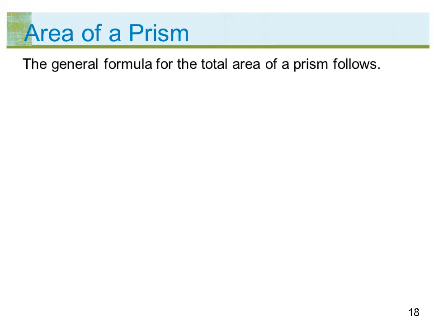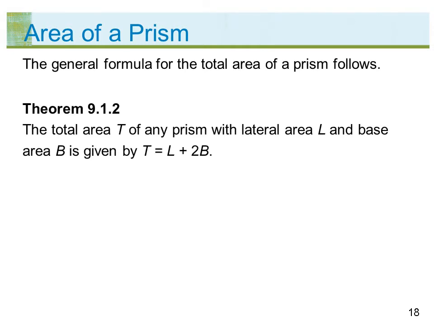The general formula for the total area of a prism follows. Theorem 9.1.2. The total area T of any prism with lateral area L and base area B is given by T equals L plus 2 times B.